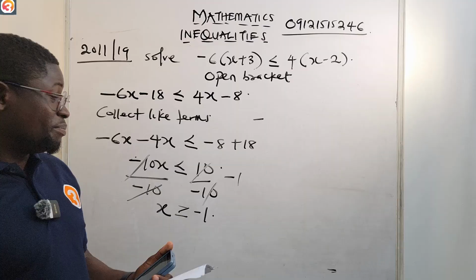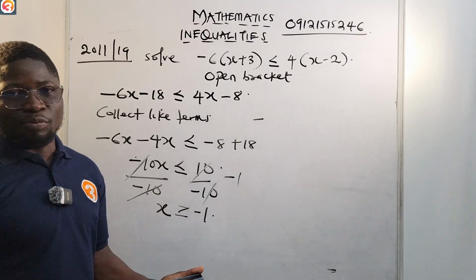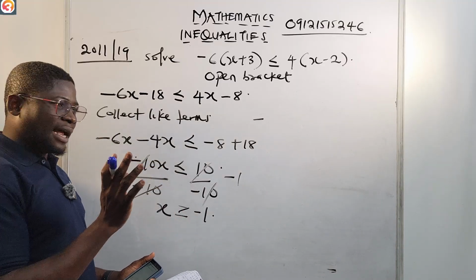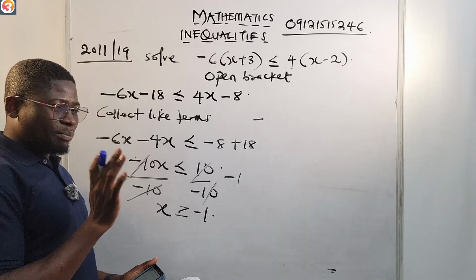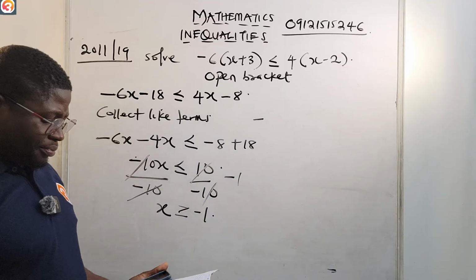You see, wicked people, they put the other one there. So if you do not change your sign here and you put it like this, you'll be wrong. Whenever you are multiplying through by a negative number, or dividing through by a negative number, the sign of the inequality will change to the other side.